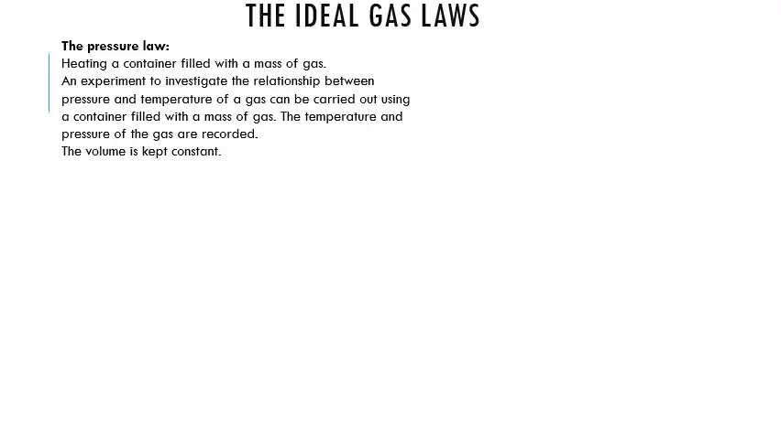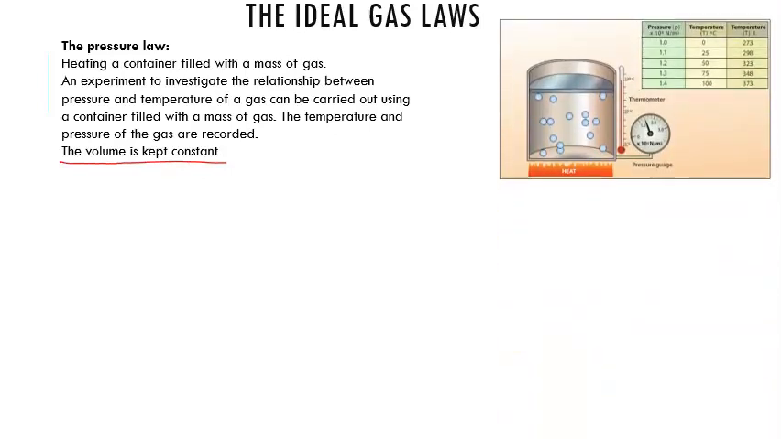There's one thing here, there are so many control variables that we have to look at. The main control variable is the volume. So volume has to be kept constant here. So we can have the same container where we just heat it up. So the heat, as you can see, is applied here. And the pressure is measured using a pressure gauge.